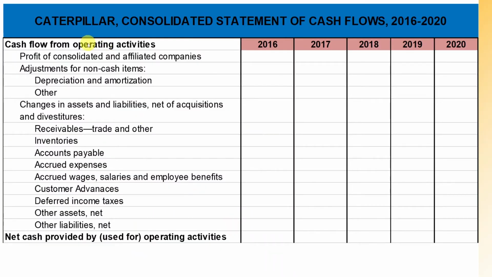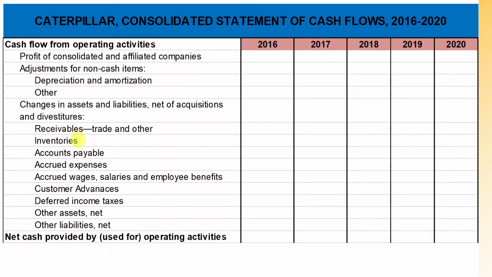Firstly, we shall go and try to find out the cash flow from operating activities. For that purpose, we shall take the profit of consolidated and affiliated companies first. After that, we shall adjust any non-cash items such as depreciation and amortization and any other items which are of non-cash nature.